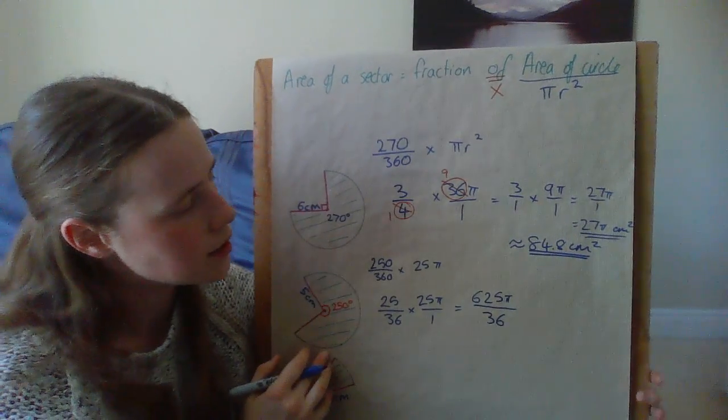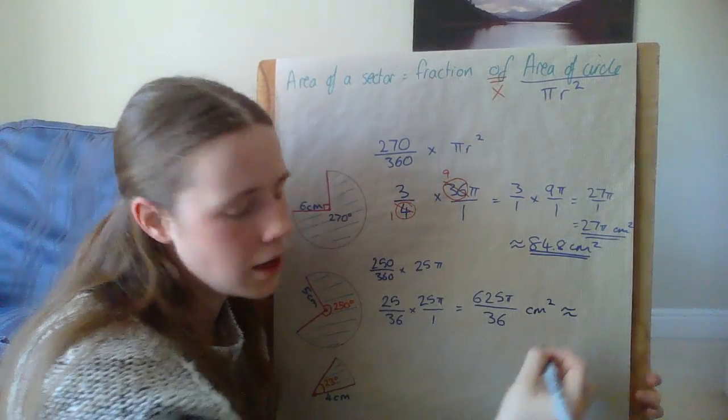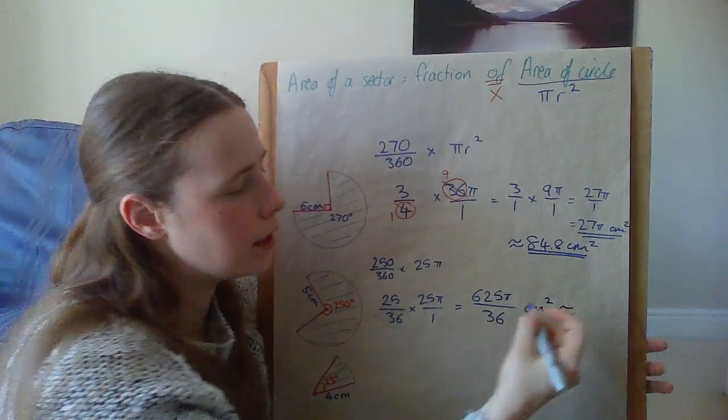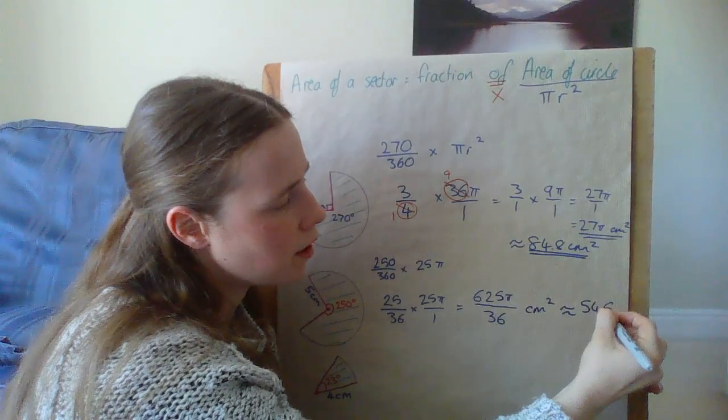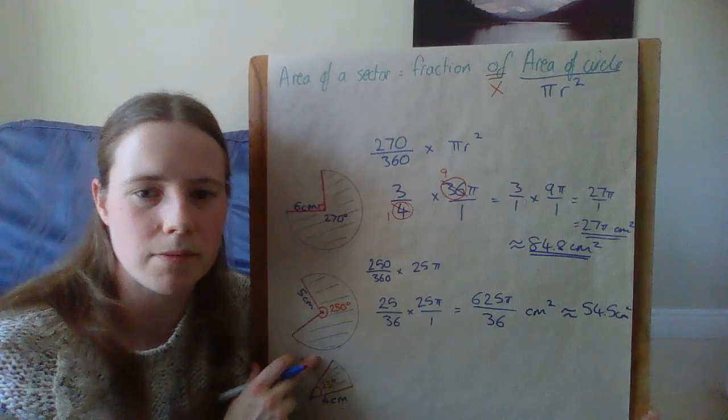Okay, now 625 pi over 36, it's centimetres squared because it's an area, and that comes out as approximately 54.5 centimetres squared. Okay, one more example together, then I'm going to give you some to do on your own.